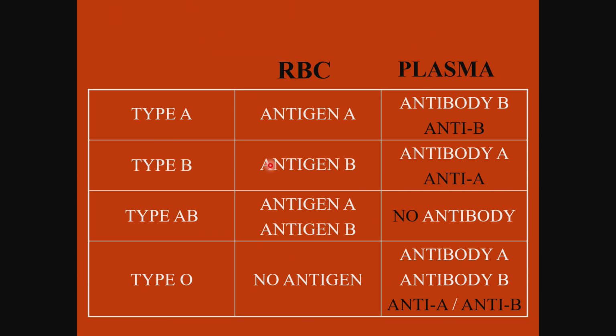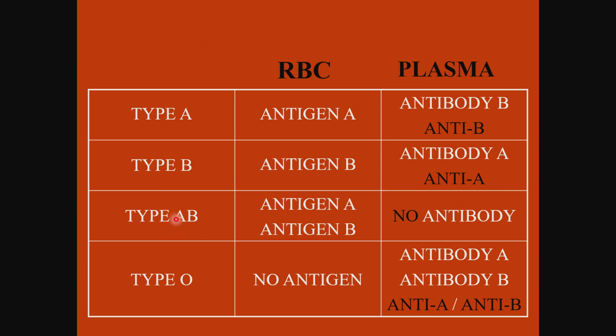If you're blood type B, you're going to have the antigen. Remember, the protein sitting on your blood cell. That's basically the flag that says, hey, I'm B. And then who are you against? What antibody is floating in your plasma? Well, if you're blood type B, you are against A, so you have the anti-A antibody.